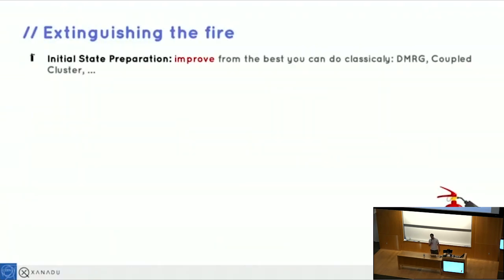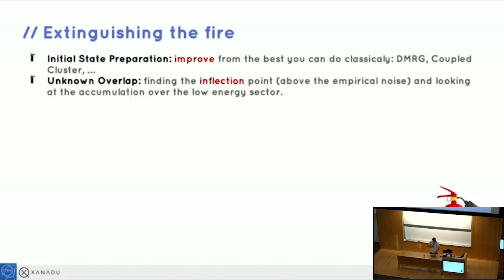First one, initial state preparation. So maybe it's a bit trivial what I'm going to say, but I think we have great methods out there from the classical methods, and I think we should use the best that we can, like GMG, coupled cluster. For me, they are not enemies to do better, but we should use them and try to improve upon what they give us.